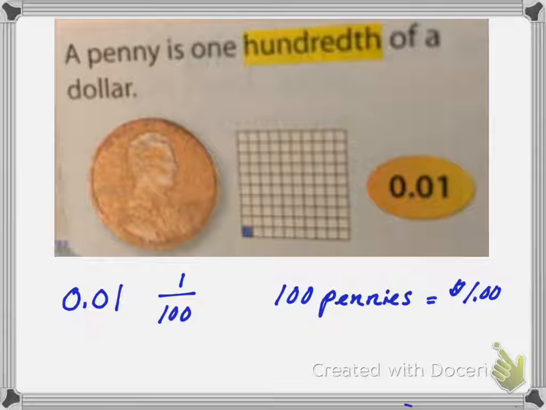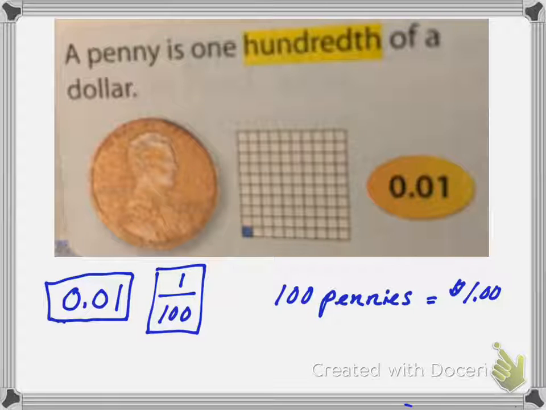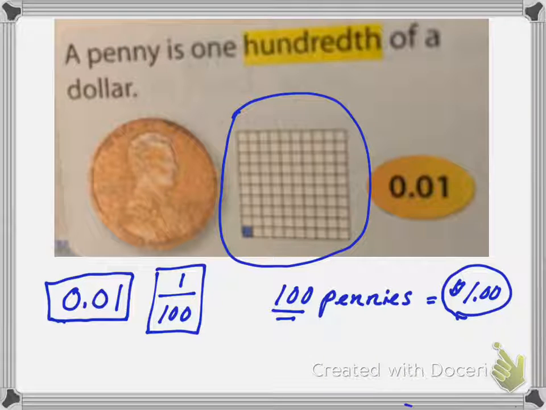Wow, check this out. A penny is 1/100th of a dollar. And this is what this looks like as a decimal. 1/100th. As a fraction, 1 over 100. And we can also say 100 pennies is equal to $1. So here is our grid. Look at this. If this whole thing was colored in, this would equal $1. But only 1 penny just fills in this tiny little box. 1/100th is a penny.